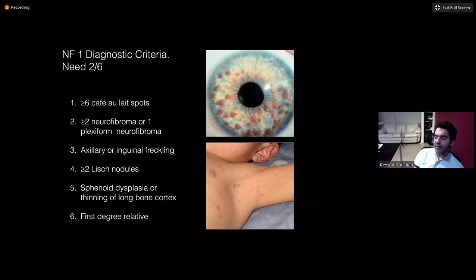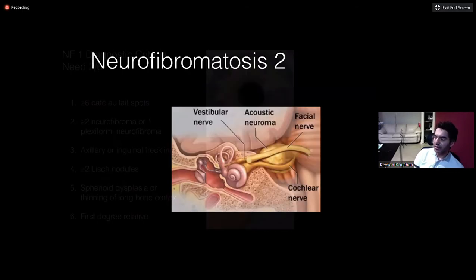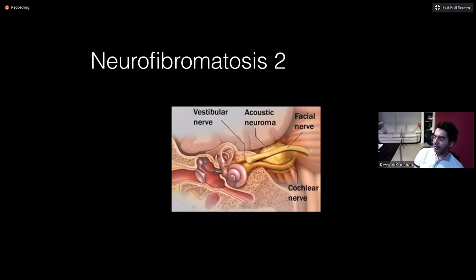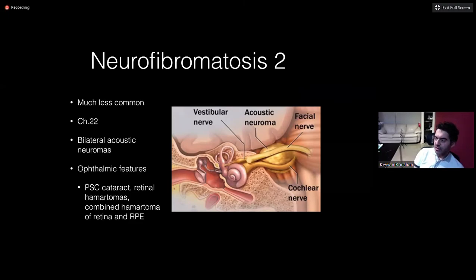Okay, this is a less common condition, neurofibromatosis type 2, and as you can see in this picture, it's an acoustic neuroma. They also get an eighth nerve neuroma. It's a schwannoma, I think. And it's obviously not as common, and the eye associations are not very common either. Chromosome 22 apparently for neurofibromatosis 2. They get bilateral tumors because if it's an inherited disease, they get bilateral. It makes sense.